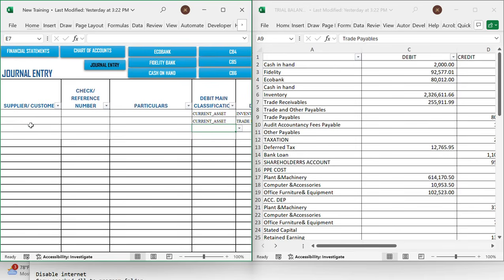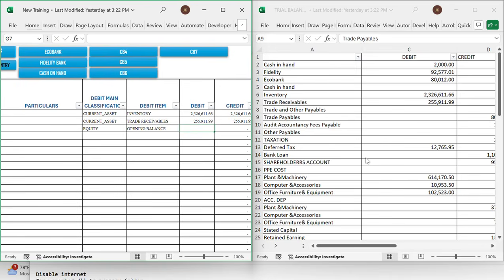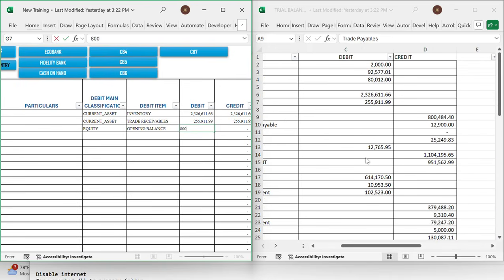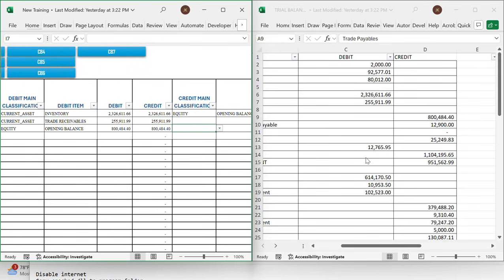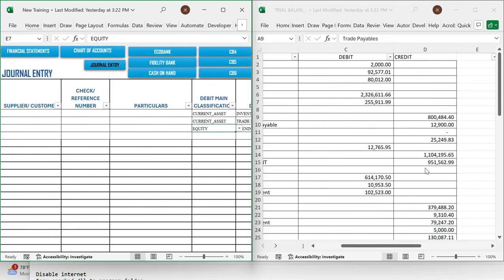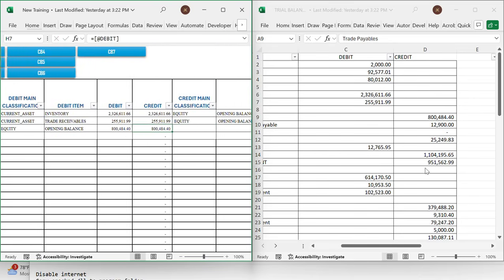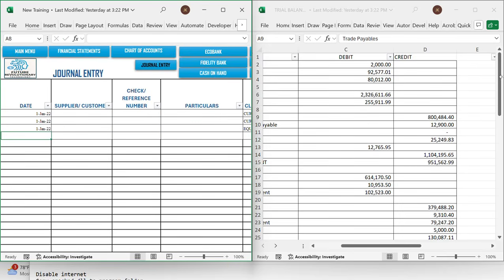Now remember, trade payables is a credit balance, right? So you are going to debit the equity with the value, which is 88,484.4, and then the credit entry, sorry, here it should be equity opening balance, and here would be the trade payables. So liability, current liability, and then trade payables.